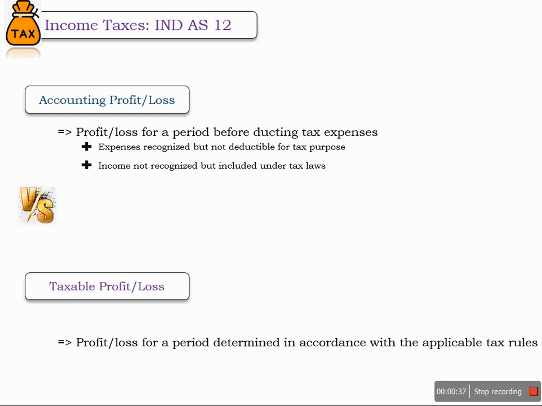Another reason may be income that is not recognized in accounting profit and loss, but is included while determining the taxable profit. For example, revenue that is taxed on a receipt basis. Another example may be expenses not recognized but deductible for tax purposes, for example, accelerated depreciation. And income that is recognized but not under income tax laws, for example, income accrued but taxed on a cash basis. So there may be these and other differences between accounting P&L and taxable profit and loss.